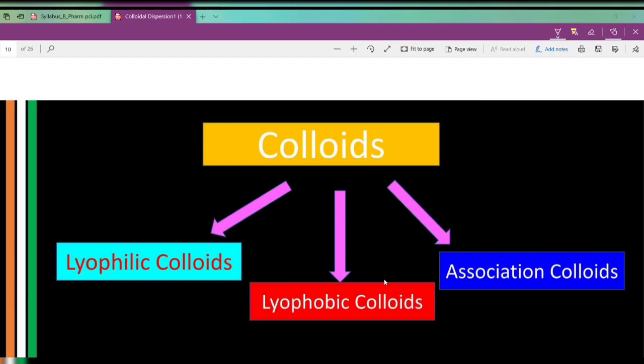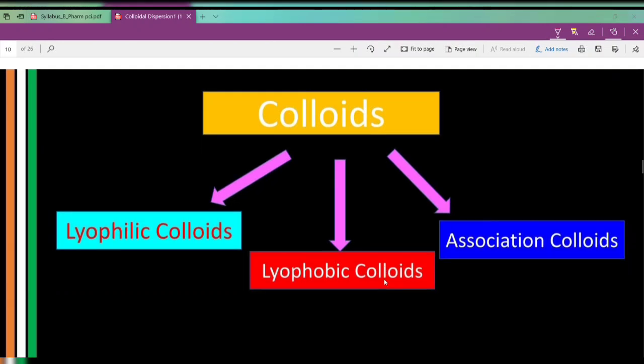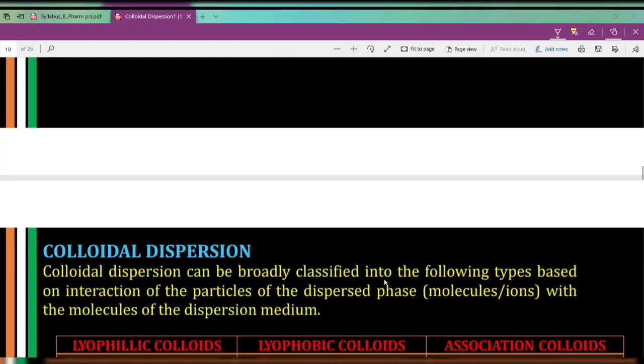So I like this way only. Lyophobic means obviously that one heading will be there, with any kind of solvent system. And association colloids is a kind of surfactant, surface active agents. Amphiphilic colloids we can tell. So now I'll give you the total description, the comparison between the three different types of colloids: lyophilic, lyophobic and association.